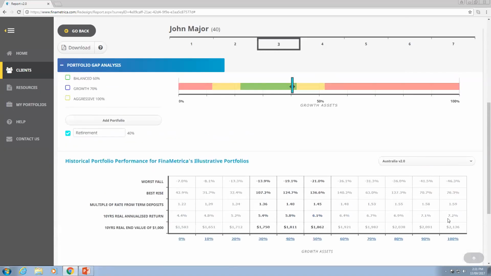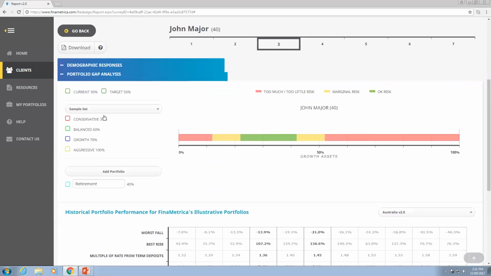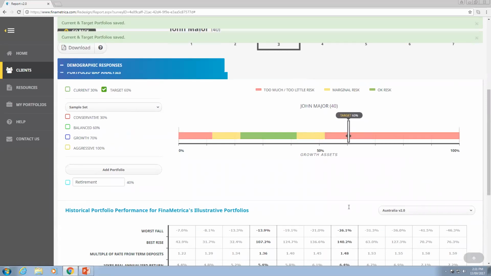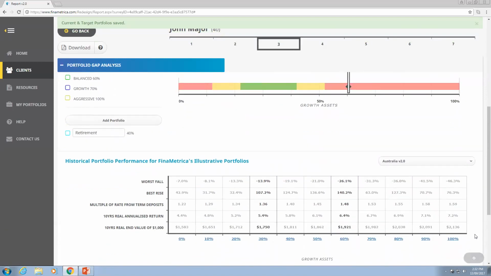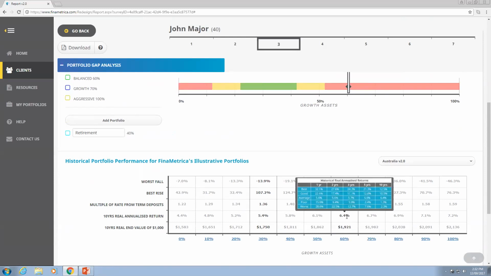So for a portfolio of, say, if we'll go back to our original analysis and select the target portfolio of 60% growth asset, you see that in the last 45 years, the worst fall is 26.1%, and the 10 years real annualized return is 6.4%. So here you can take your client through the process of saying, can you cope with a 26% fall? Will this derail your plan?